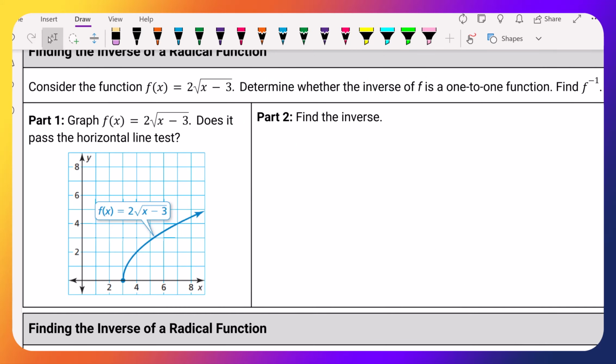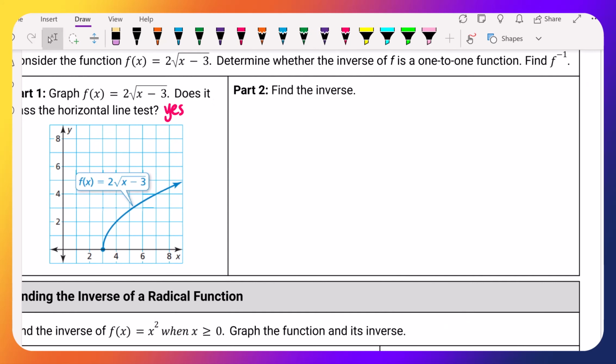All right, so next question, we're talking about a square root function here. You see how it's got that starting point. It looks like it's been pulled and pushed a little bit. It's got a shift to the right 3. But we've just got to figure out, does it pass that horizontal line test? Is it going to be 1-to-1? So it immediately is going to pass vertical. Does it pass horizontal? Yes. So it is 1-to-1. That means I can find a function inverse.